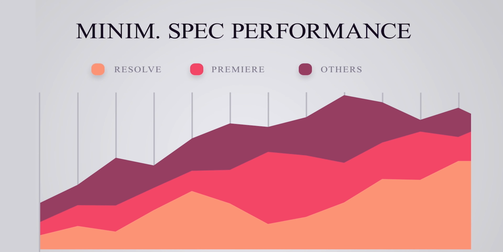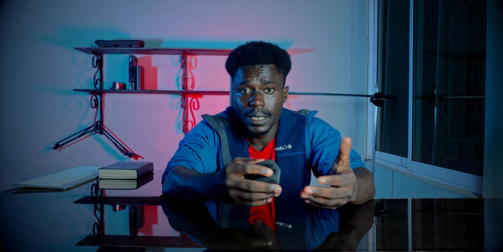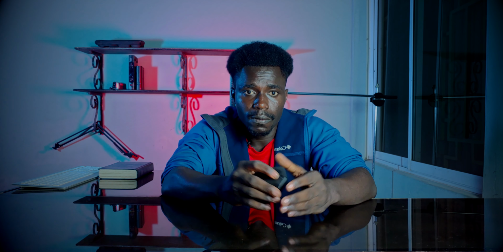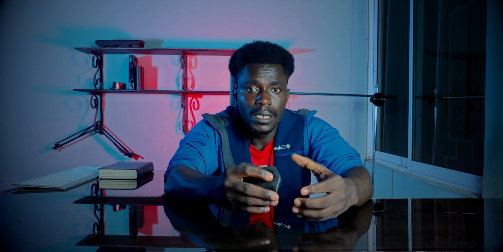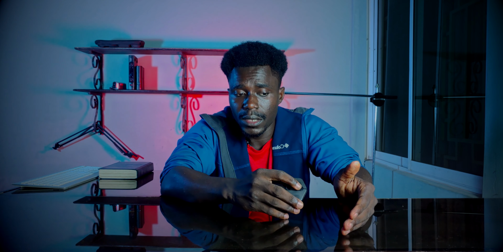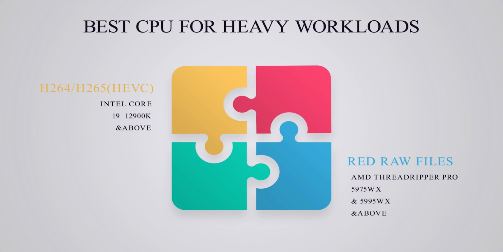DaVinci, on the other hand, is currently completely GPU accelerated. But if you have the money and are currently thinking of getting a machine purposely for 3D animation or video editing, then kindly take notice of these CPUs I'm about to mention. Now, the best CPU for Premiere Pro depends heavily on what you will be doing and your budget. For workloads that are primarily using H264 and H265, Intel's Core i9-12900K does a great job. When working with RED footage, on the other hand, AMD's Threadripper Pro 5975WX and 5995WX tops the chart.